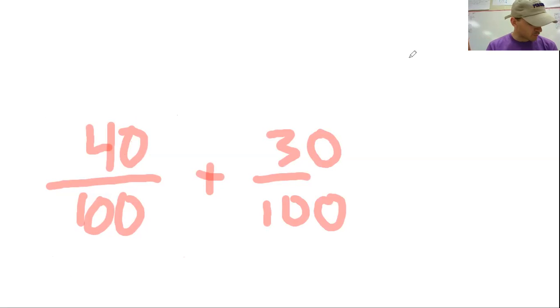And if I look at my answer choices, C would be 40 hundredths plus 30 hundredths, which would be your answer. I'm glad that it didn't actually make you do it, because I could see somebody putting 43 hundredths as an answer instead of 70 hundredths like it actually is. But remember, don't do that addition or subtraction if your denominators are not the same. Don't even waste your time with it.